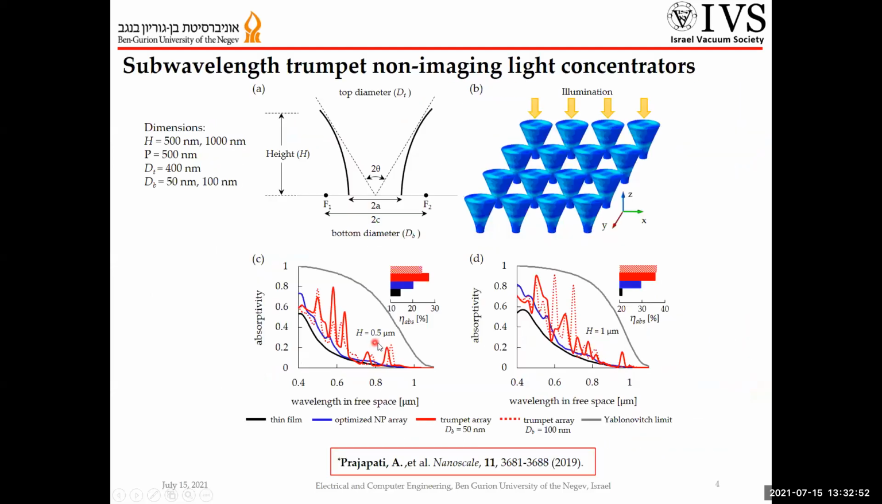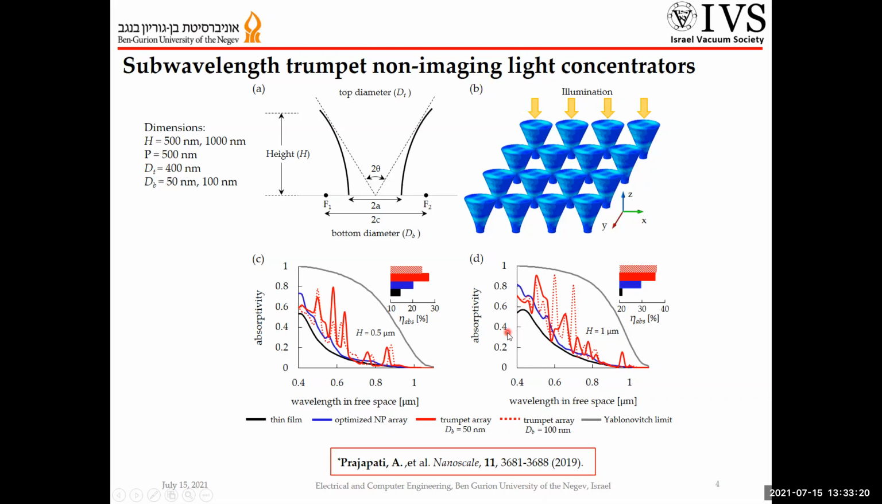Presented in this figure are different heights, 0.5 micrometer and 1 micrometer. These both are free-floating trumpet arrays. Methodologically, the trumpet arrays are generated by deforming the side walls of optimized nanopillar arrays. In contrast to the nanopillar array spectra, the trumpet array spectra exhibit strong spectral absorption. We can see here the absorption peaks in both figures.